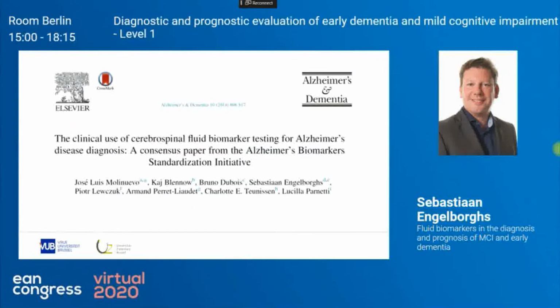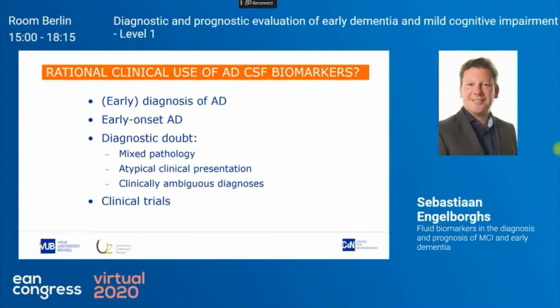How can these AD-CSF biomarkers be used in clinical practice? What are the recommendations? These AD-CSF biomarkers serve to diagnose Alzheimer's disease in the earliest stages of the disease, when diagnosing Alzheimer's disease is more difficult. So they can help to diagnose Alzheimer's disease in the MCI stage.